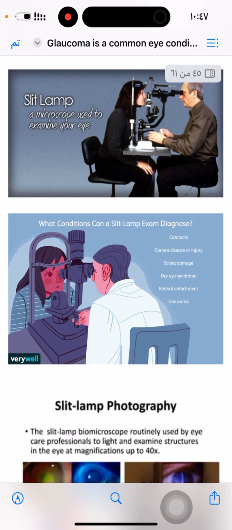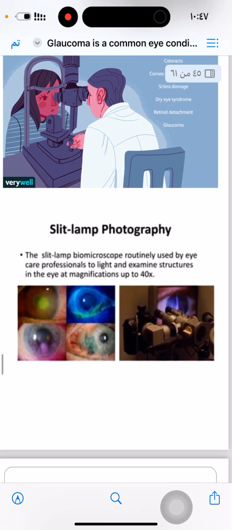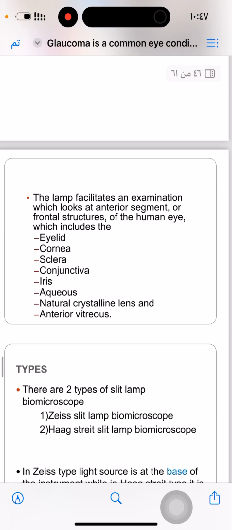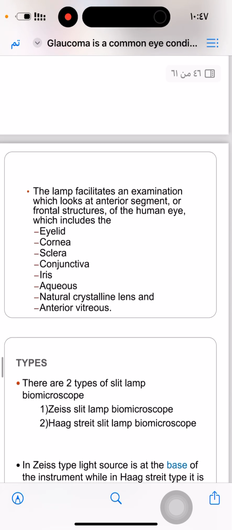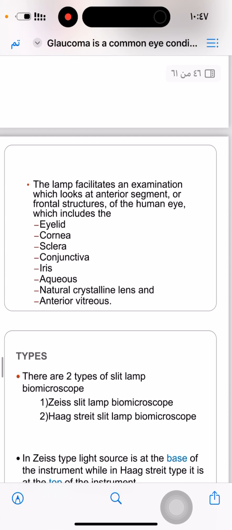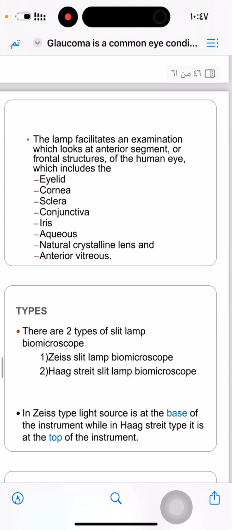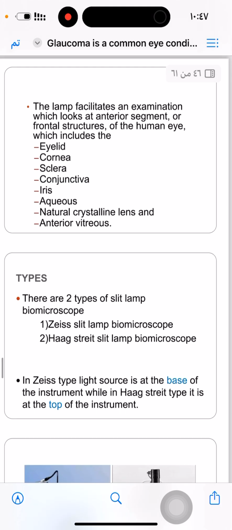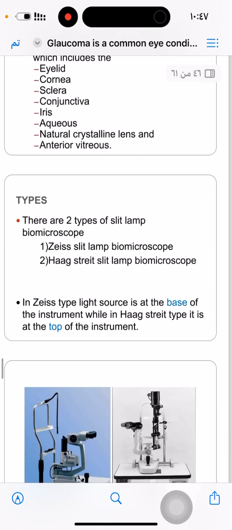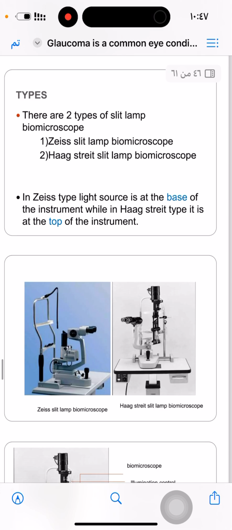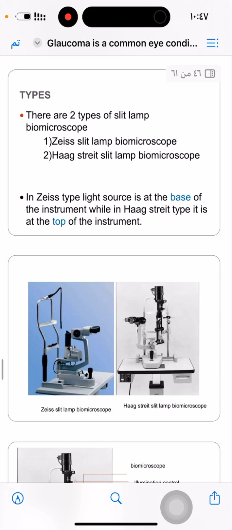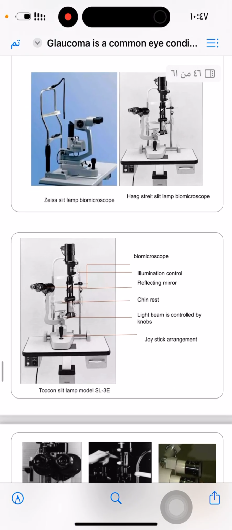Another device, the slit lamp, is also used for cataract. The slit lamp is used by eye care professionals to light and examine structures in the eye at magnification up to 4x. The lamp facilitates an examination of the anterior segment or frontal structures. We see eyelid, cornea, sclera, conjunctiva, iris, aqueous, natural crystalline lens, and vitreous. There are two types of slit lamp. This slit lamp and hand-held slit lamp. As you see, there are those pictures.